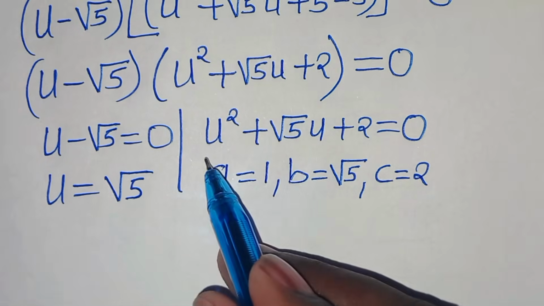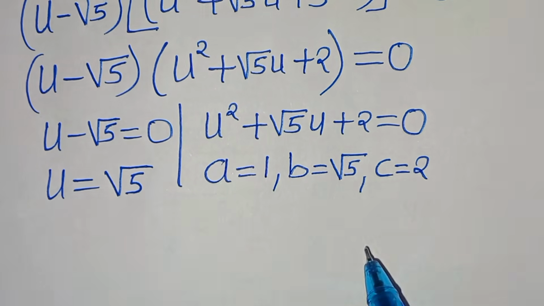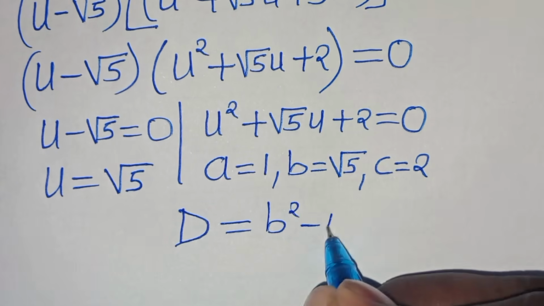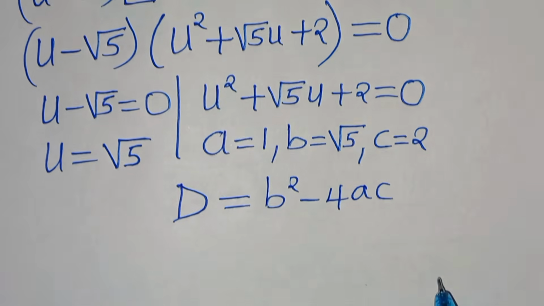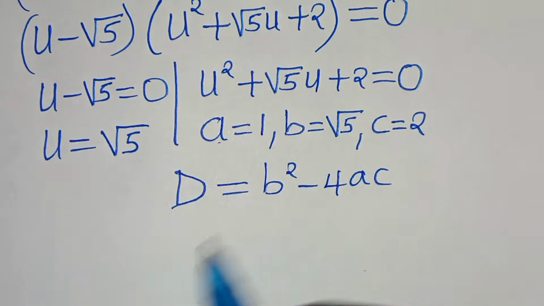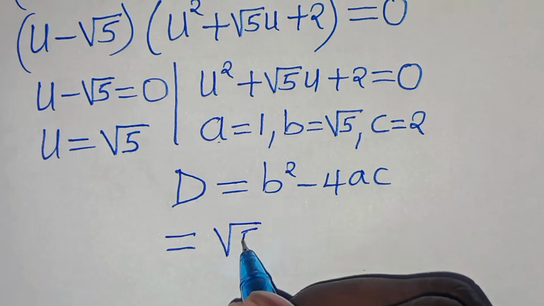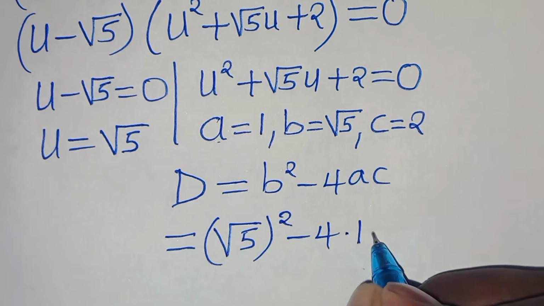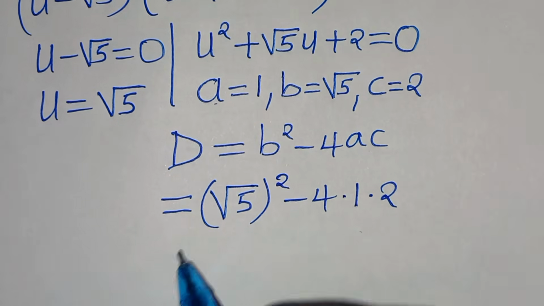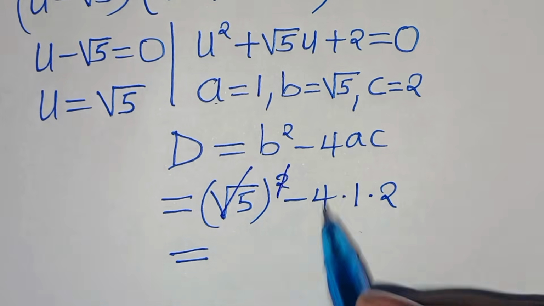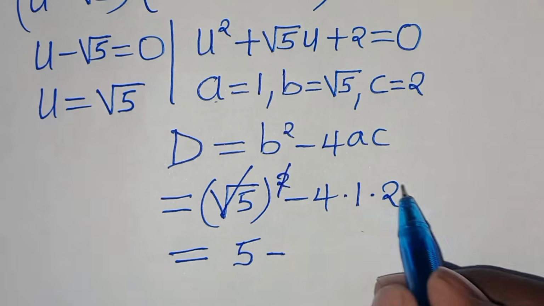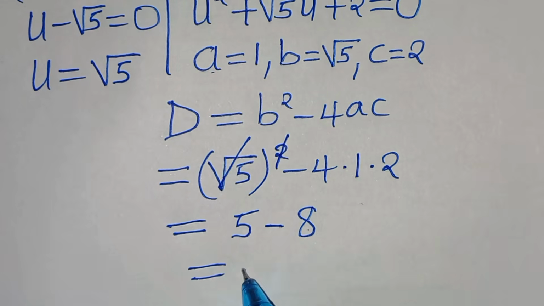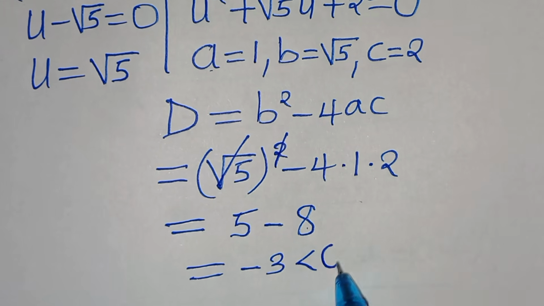Now let's assess the nature of the roots of this quadratic equation, and this means that we determine the discriminant value, which is b squared minus 4ac. Substituting the values of a, b, and c, this means we have square root of 5 raised to the power of 2 minus 4 times a, which is 1, then times c, which is 2. Now this means here we eliminate the square root sign, and this is 5 minus 4 times 2. This is equal to 8. So we have 5 minus 8. This is minus 3, and this is less than 0.